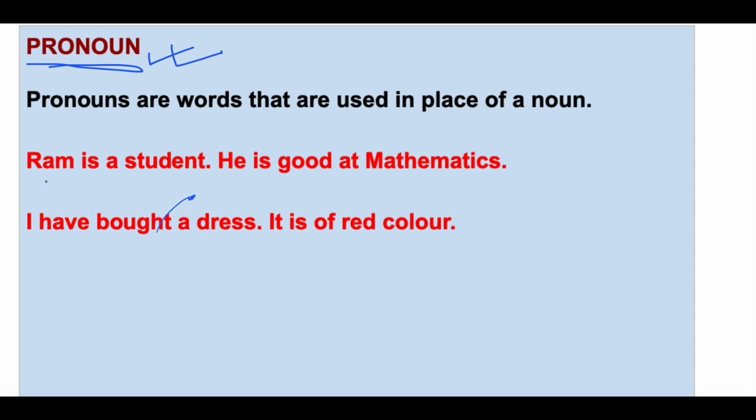Okay. So if I say Ram is a student, then in the next sentence I'll refer to Ram using he. So he is a pronoun. He has been used in place of Ram. Ram is a student. He is good at mathematics. If I say Ram is a student, Ram is good at mathematics, then it will be of repetitive nature and the sentence won't look good. Okay. I have bought a dress. It is of red color. So here it is a pronoun and it has been used for dress. Okay. Dress is a noun.